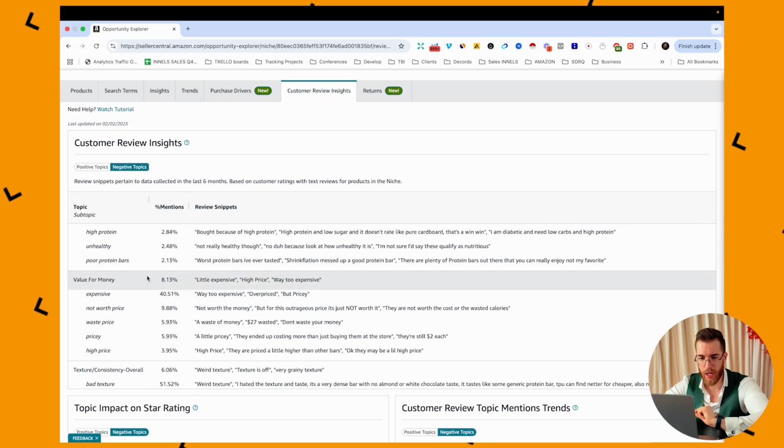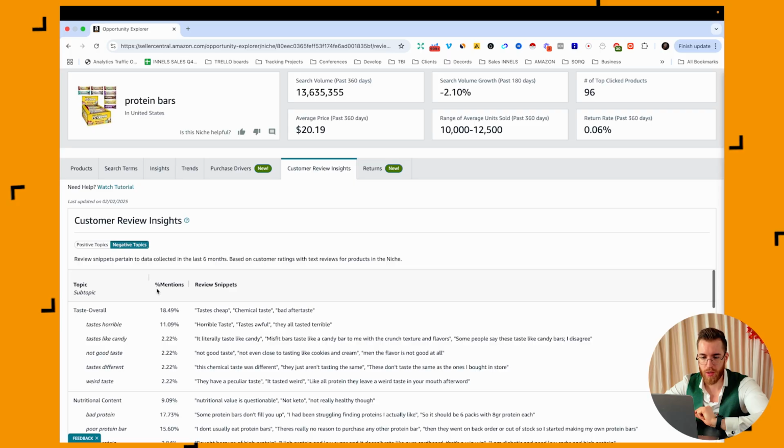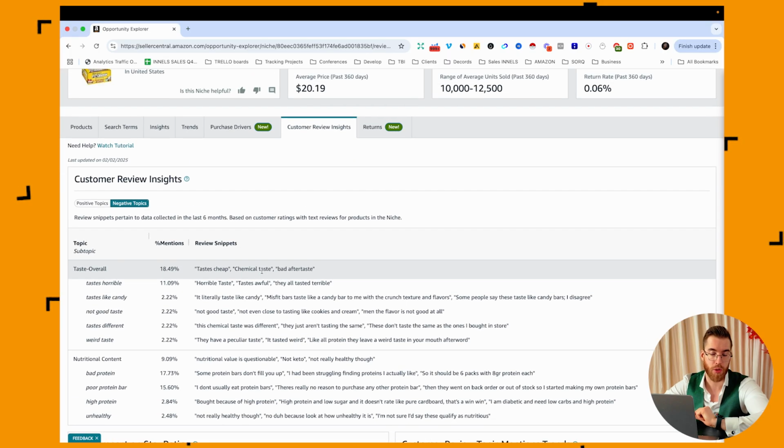And negative topics. So here we can see that mostly they are actually complaining about taste. What can we do with this? First, if we introduce a product we have with a great taste, we make more effort on telling this: hey, I know that you hate the taste of some of the other protein bars. I think we have it better. I mean, we do it in a good way.